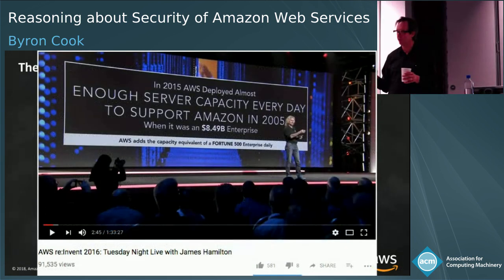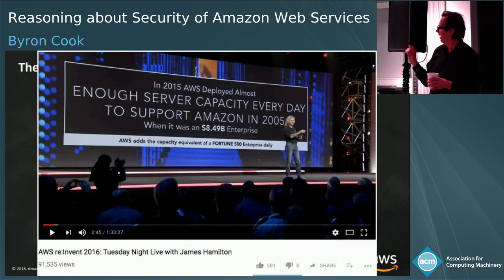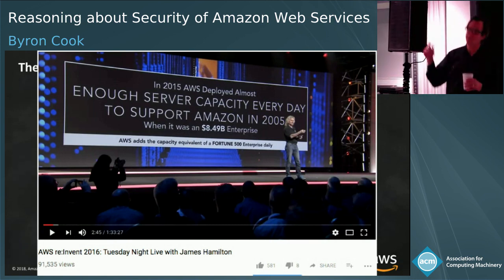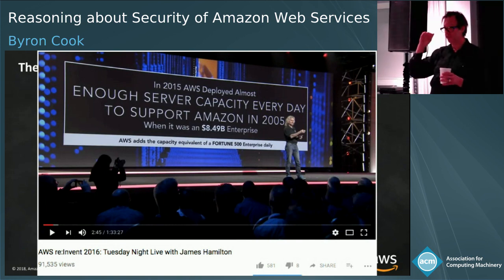Probably belaboring the point a little bit, but there's two more fun facts, and then I'll stop trying to tell you how cool the cloud is. In 2015, AWS added enough server capacity every day to run all of Amazon.com in 2005. Right, and that was in 2015. So if you think about the exponential scale, the amount of capacity we're adding every day now is much larger than this.